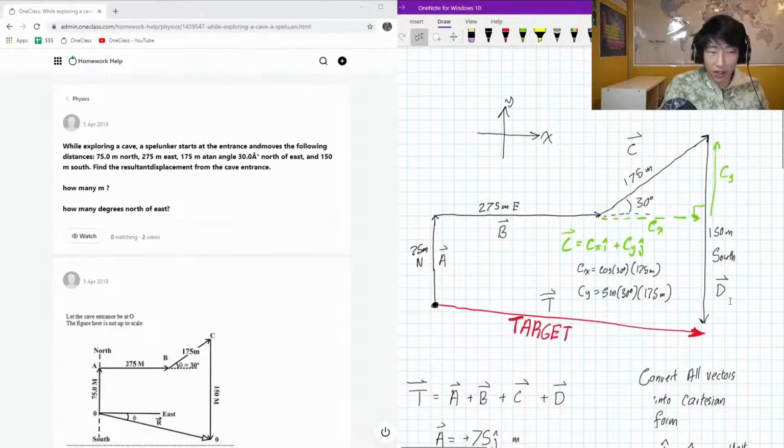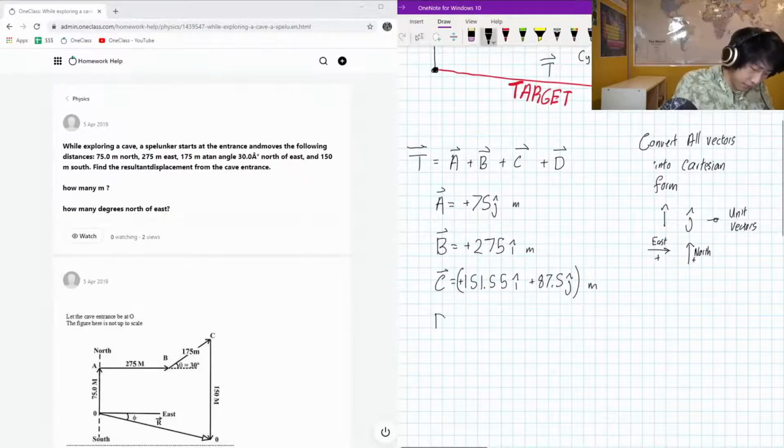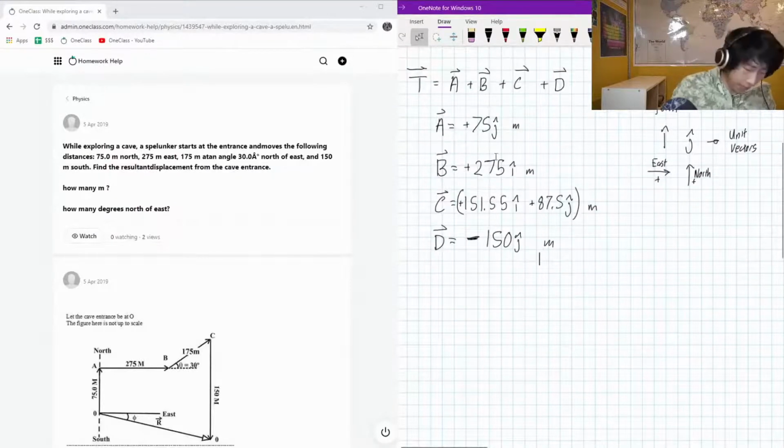Okay, and our last vector is D, our wildly not to scale D right here, but it's going straight down, so that's fairly easy. Going straight down, that's purely in the j direction, and because north is positive and it's going straight down, it's got to be negative j direction. So it's going to be negative 150j for D. If you forget that negative, big trouble. Negative 150 j meters. Okay, now we just got to put them back into here, and we can get our T value.